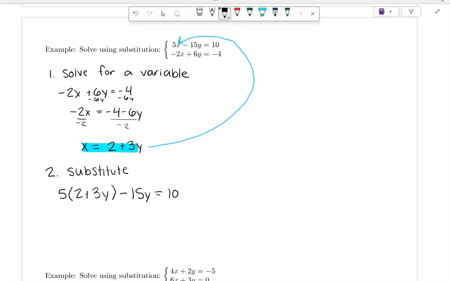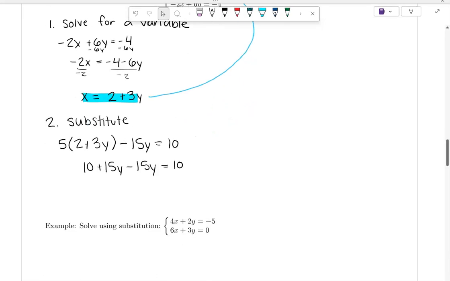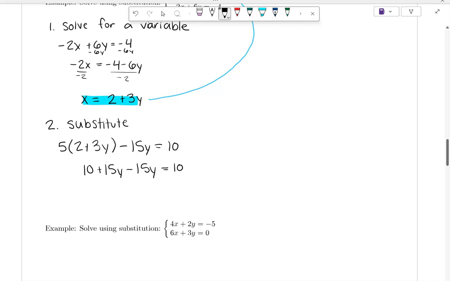So when you use distributive property and combine, what do you end up getting on your left side of the equation? Yes, Noah? I can hear you saying it. 10 plus 15y. Yes. Then when you subtract those 15s, what do you get? 10 equals 10.